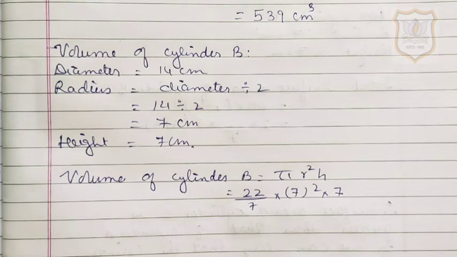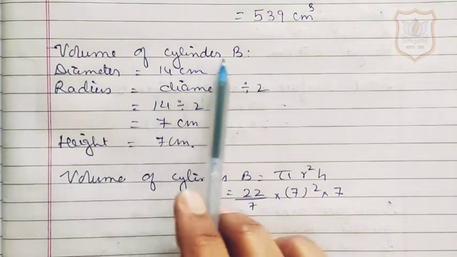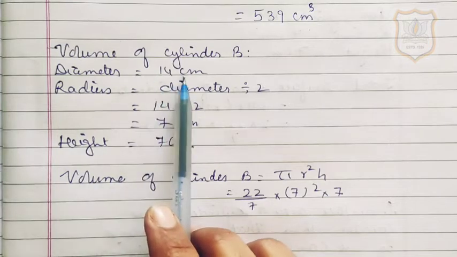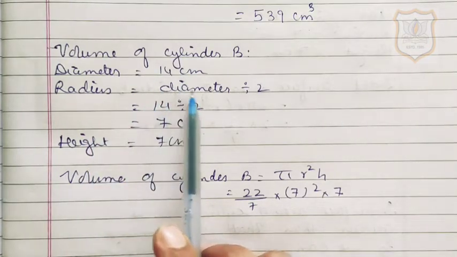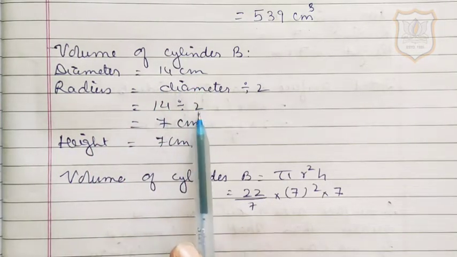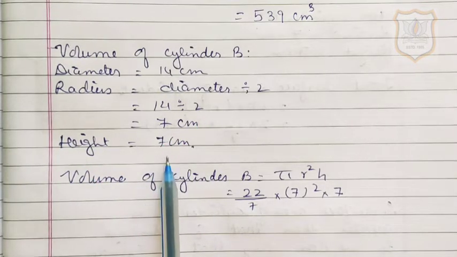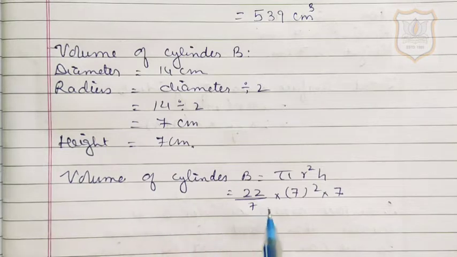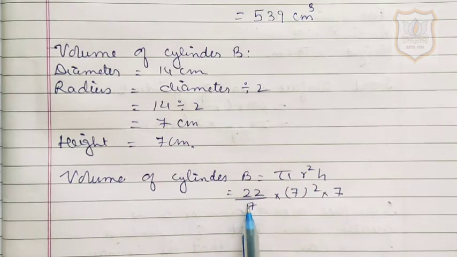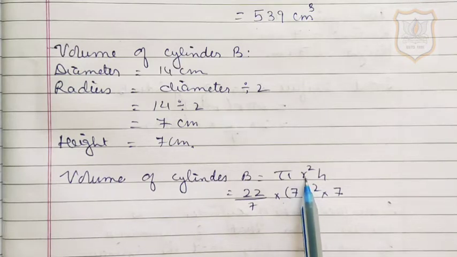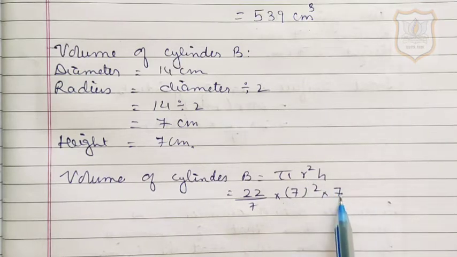Next students, we have to find out the volume of cylinder B. Now here for cylinder B, diameter was 14 centimeter. So radius equals diameter divided by 2, that is 14 divided by 2 will be 7 centimeter, and height was given as 7 centimeter. And so volume of cylinder B will be pi r square h. In the place of pi we will write 22/7 into r square means 7 square, h means 7.